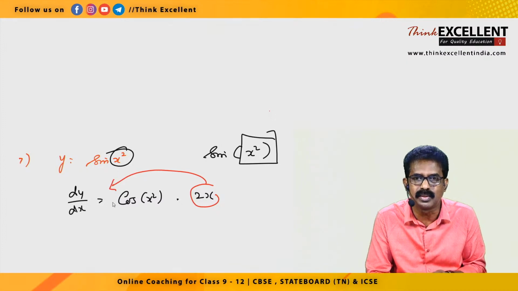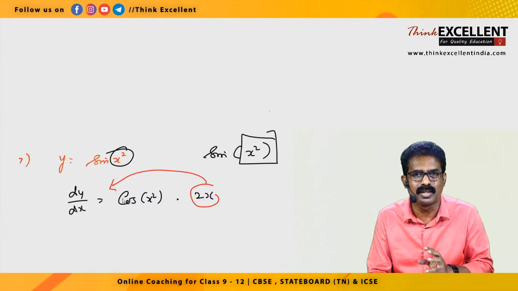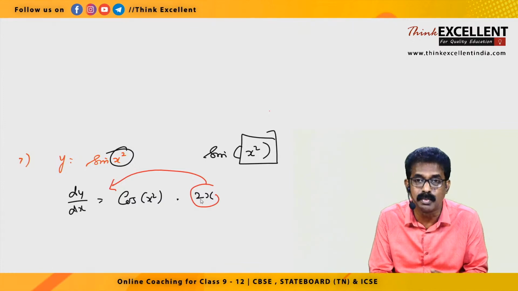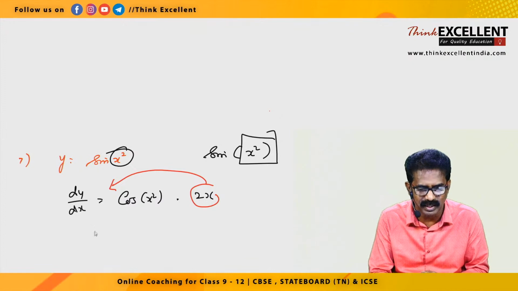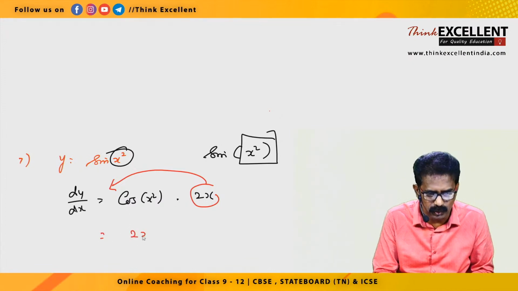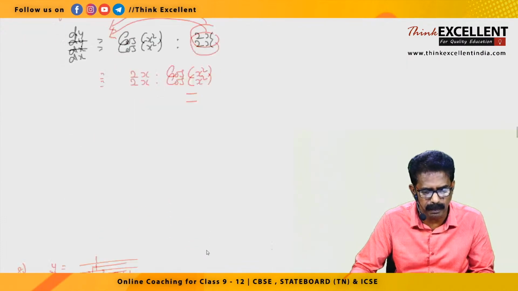Otherwise sometimes what happens, you know, if you are a little tired, if we are not alert, we multiply 2x after the x square. That's wrong, right? Into 2x, that should go in front. So always better you write it in the front. 2x into cos x square. Okay. Now let's move on to the next question.